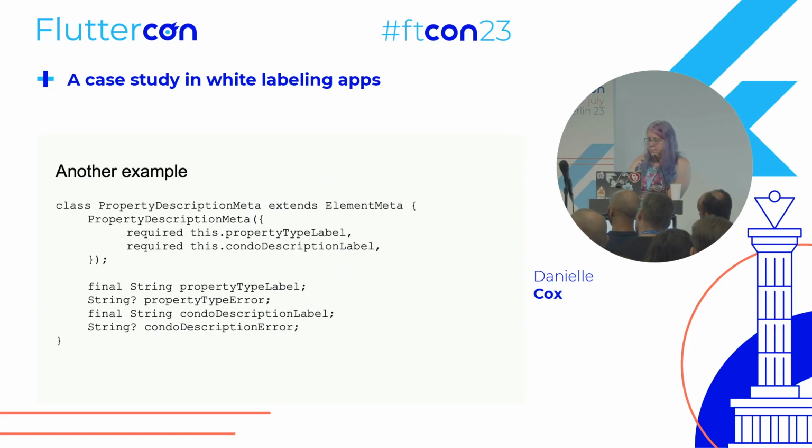And here's another example. This one just has two different labels because it's got two different things I'm entering. In this case, I'm asking you if the property is a condo or not. And if it is a condo, I'm asking you what type of condo it is. So I might have an error if you didn't answer the property type. I might have an error if you needed one and you don't enter the condo description. And I've got the labels for both of them to display as part of that.